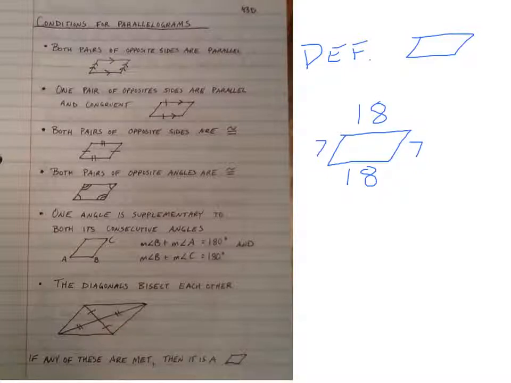For example, if you're given a quadrilateral with the following dimensions, 7, 18, 7, 18, you could go to the various conditions and look down it and say, both pairs of opposite sides are congruent. 7 and 7 are congruent, 18 and 18 are congruent. Because this condition is met, we have a parallelogram.